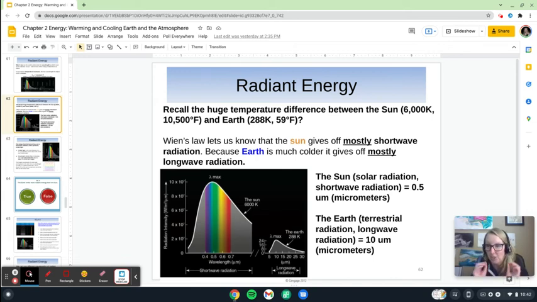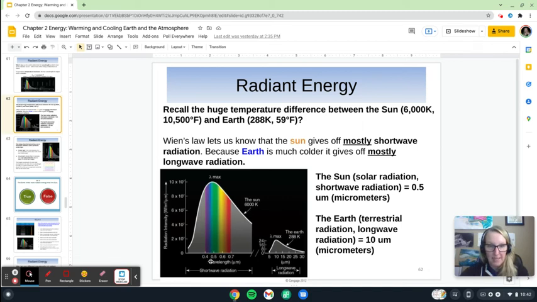So Wien's law tells us that the sun gives off energy mostly as shortwave radiation. The higher the temperature, the shorter the wavelength, because they're giving off more energy. We saw that in our plot right when we started, and this plot actually shows us as well. So we can see that where the white line is the highest, that's the wavelength that the sun emits most of its energy at.